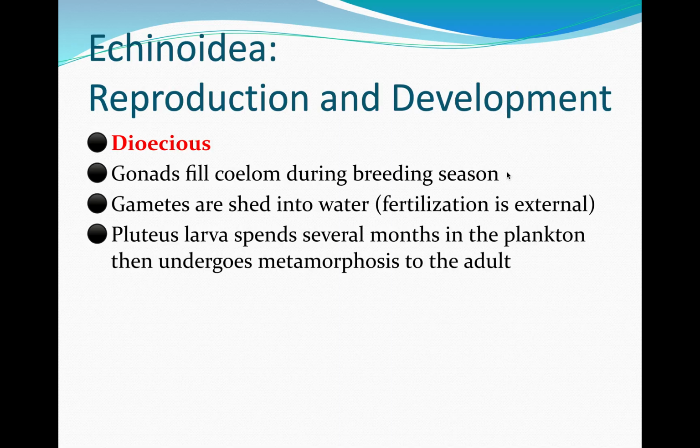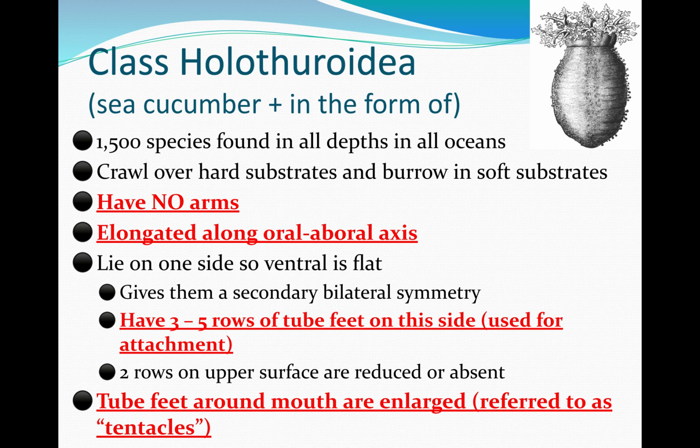The last thing about class Echinoidea is that they're both dioecious. So all sea urchins and sand dollars are dioecious. All right. Moving on to the next class.